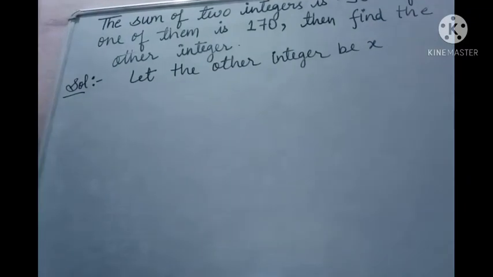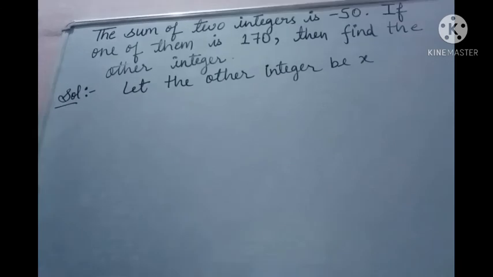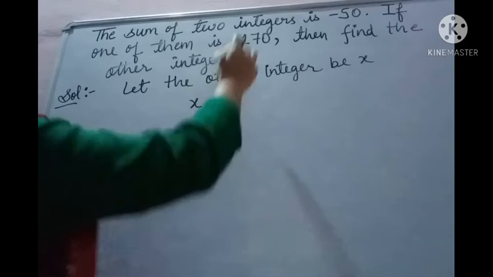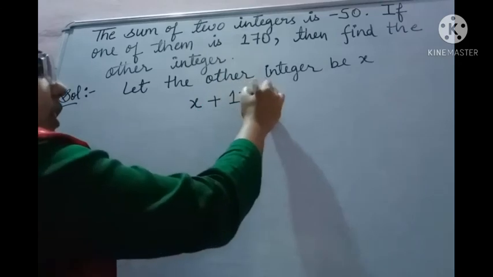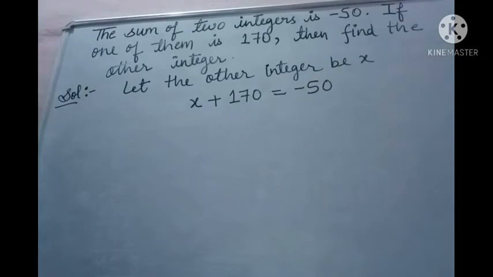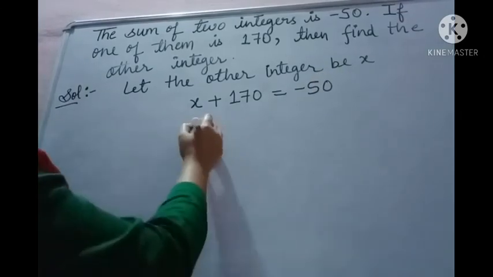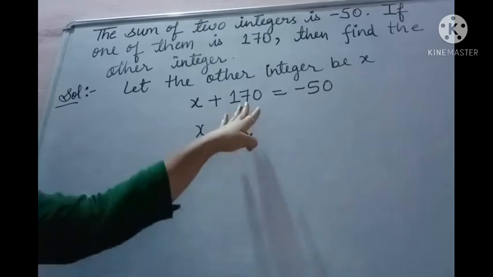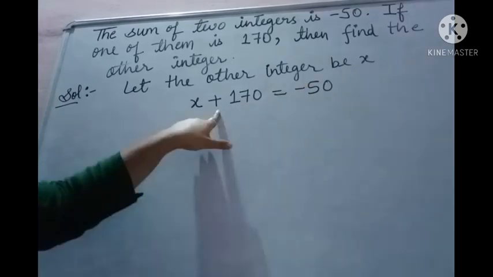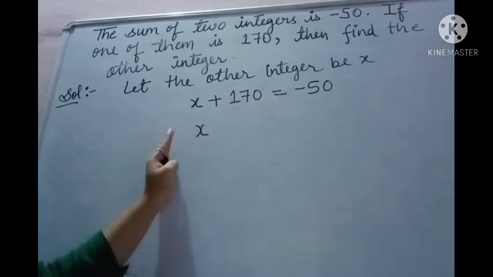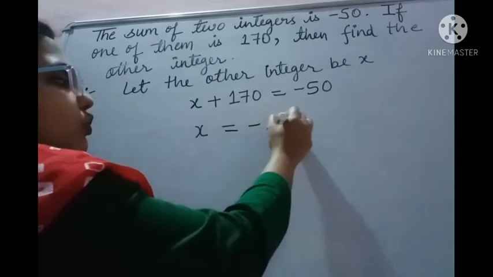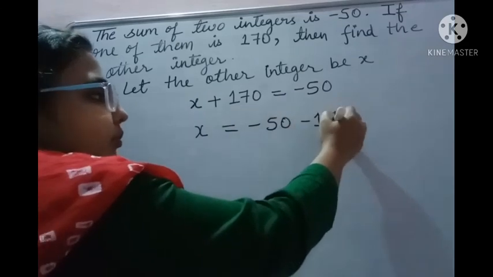Okay, now in this question what is given? The sum of two integers is minus 50. So you will say, the other integer is x, plus one of them is 170, and their sum equals minus 50. Right? Now what will we do? We will shift this 170 towards the right of the equals sign. If it is a positive sign on the left hand side of the equals sign, then when we shift it towards the right hand side, it goes with a negative sign.